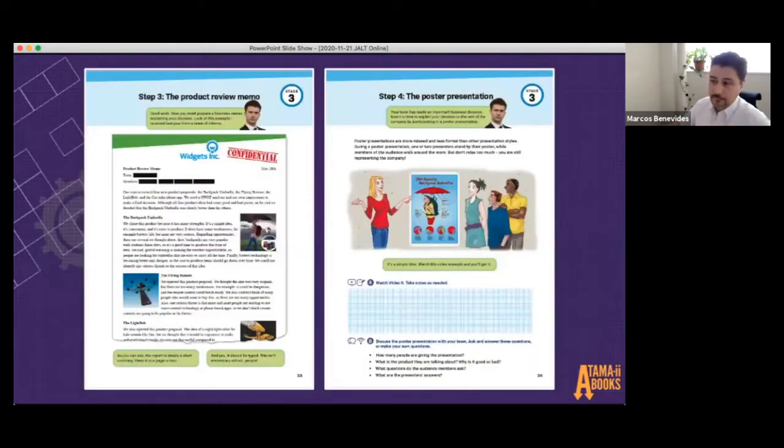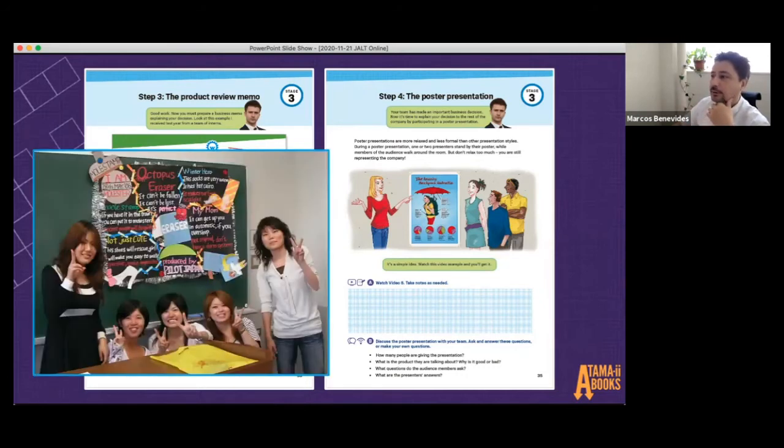The next step is that they put together all these notes. They're basically taking notes of the pros and cons of each product. So then they put together a product review memo in which they talk about each of the products they've looked at according to their good points and bad points. And then they prepare a poster presentation, which again has a video example in the book.